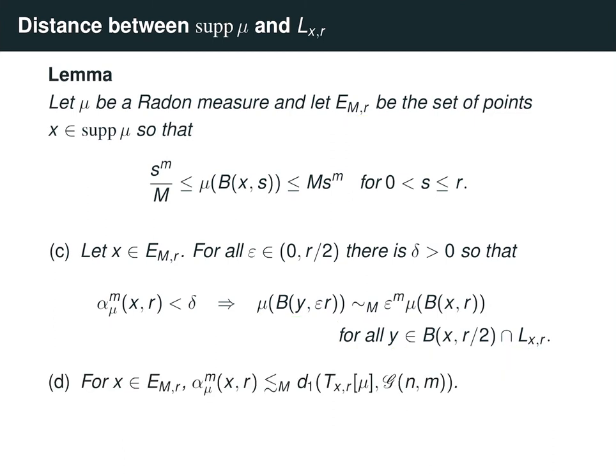Finally, we have that for points x inside E_{m,r}, the alpha number for the ball centered at x of radius r is at most the conical distance in the unit ball between T_{x,r} mu and the cone of m-dimensional flat measures. So this should make sense because the conical distance d_1 is measuring how flat the measure T_{x,r} mu is in the unit ball. But if that measure is approximately flat, that should also say that the measure mu inside the ball centered at x of radius r is approximately flat. And that's exactly what the alpha number is measuring.